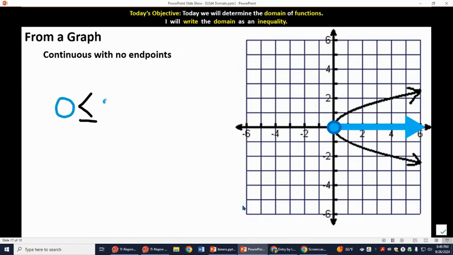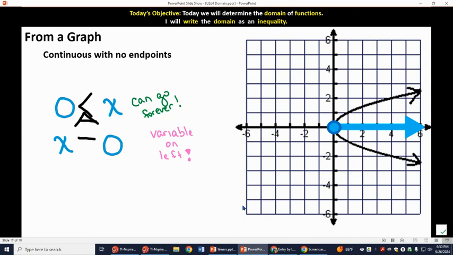So I get to have an equal bar. Then I have an arrow, so I'm going to put my x, and I'm going to remember that since I have an arrow, I don't have to put the bigger end. It goes forever and ever and ever, so that is my inequality. 0 is less than or equal to x. However, we don't want to have our variable on the right, we want our variable on the left. So I'm going to switch my x and my 0, and when I do that, do you remember what happens to your inequality? It has to be inverted.